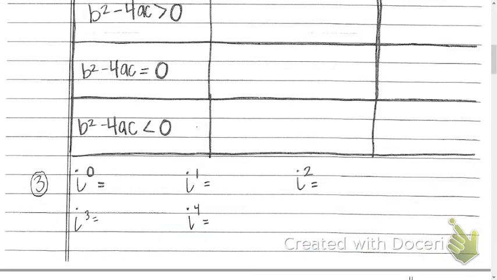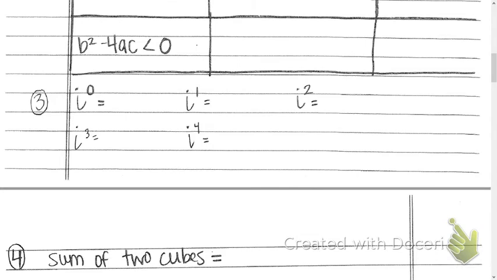Number 3 are the i's. There are multiple questions about i's. Okay, so i to the 0, anything to the 0 power is equal to the number what? 1. Anything to the 1 power is equal to itself. So in this case, it will be i. This one's very important to know.